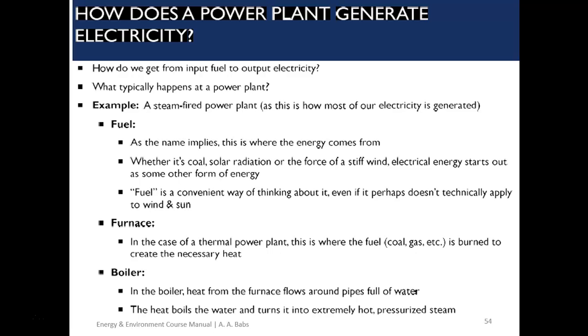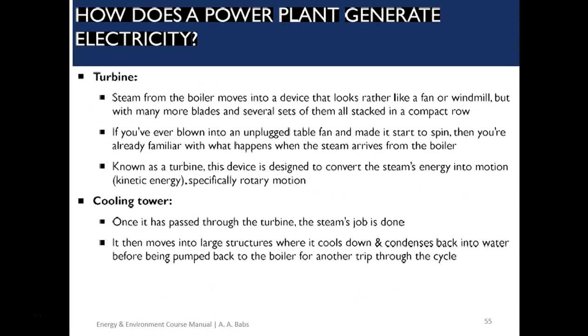In the boiler, the heat from the furnace flows around pipes full of water. The heat boils the water and then turns it into extremely hot pressurized steam. The steam is what we then use to turn the turbine. In the turbine, the steam is used to make the turbine rotate. The turbine is like a fan or a windmill, but this time around it has many blades and several sets of them all stacked in a compact row.